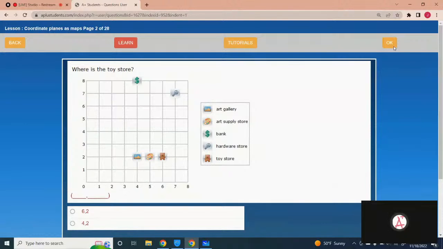Okay, where is the toy store? So the toy store is, this is the toy store. So the coordinates for the toy store is, yes, it would be 6 and 2. Very good. Just select the correct option and click on the OK button.